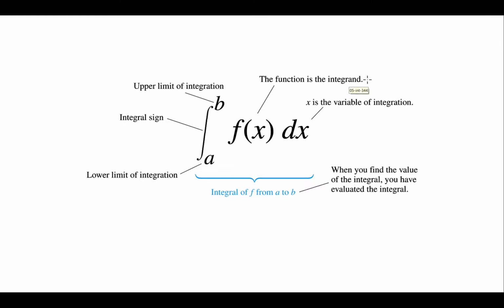The function is the integrand. X is the variable, and we want to find the integration from one point to another point, from a to b. This a is called the lower limit of integration. This symbol is called the integral sign, and b is the upper limit of integration. Okay, and how do we find this?